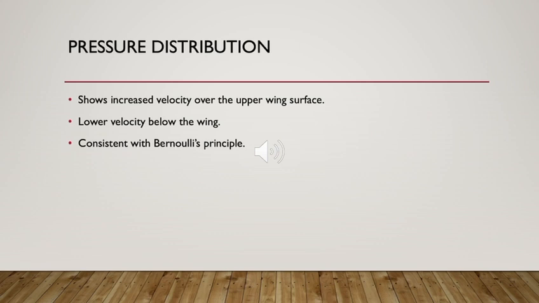Pressure distribution. Here we observe the pressure distribution across the wing. The upper surface, where velocity is higher, shows a significant pressure drop. Meanwhile, the lower surface has slightly higher pressure. This pressure differential confirms the inverse relationship between velocity and pressure, which supports Bernoulli's principle.